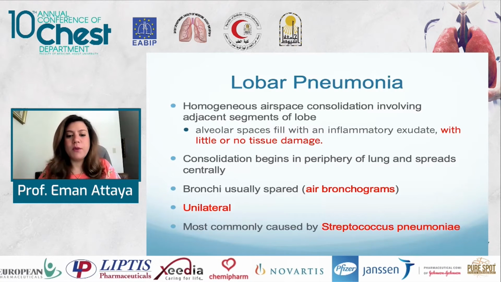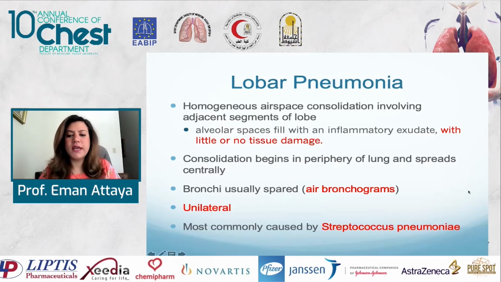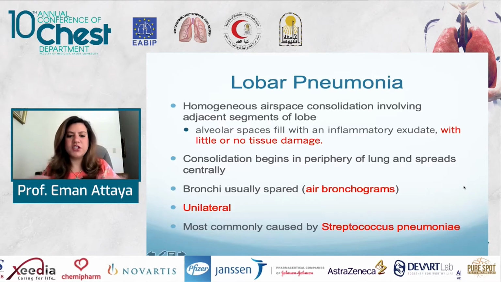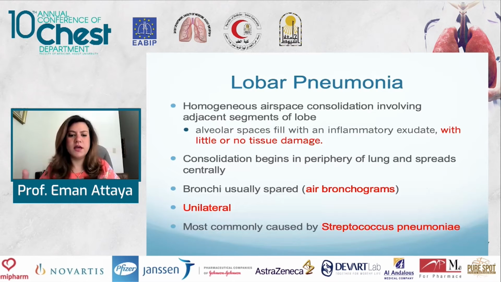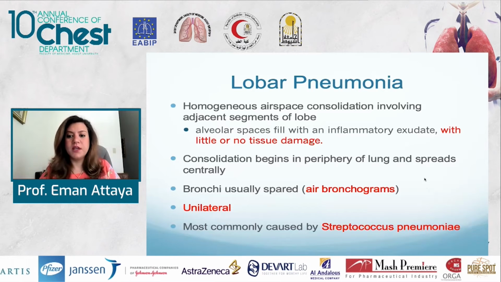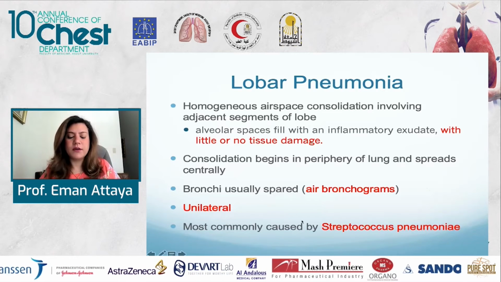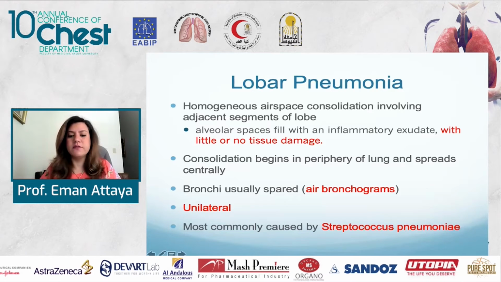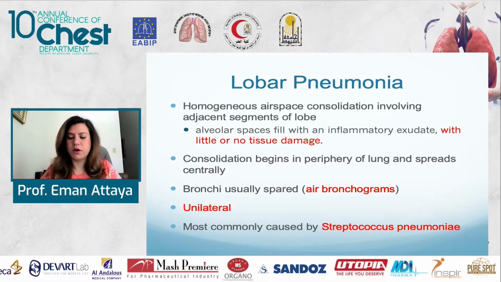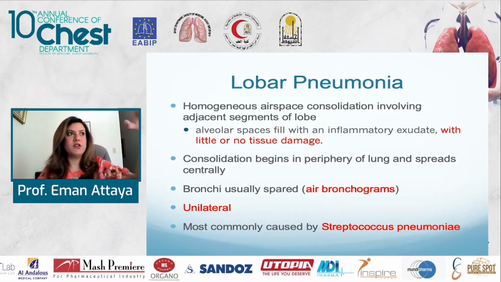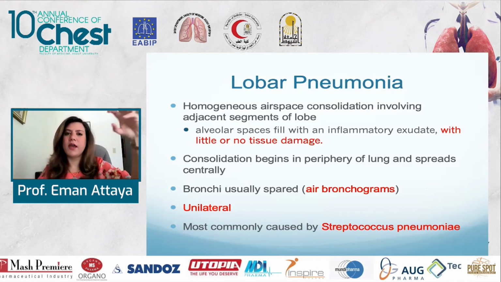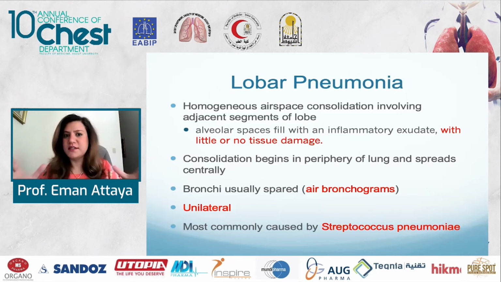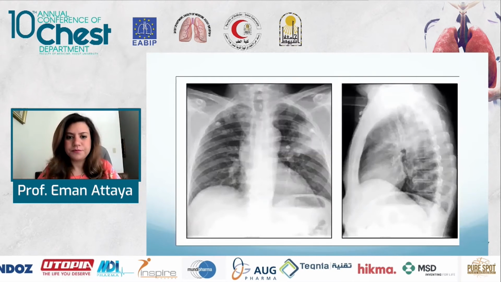And with this type of pneumonia, you usually get air bronchograms. The infection doesn't involve the bronchi, so the bronchi are spared, and you get air bronchograms. And keep in mind, this is usually unilateral, and the most common cause of a lobar pneumonia is Streptococcus pneumoniae. So if you get a chest x-ray and you see a lobar pneumonia, without getting a sputum culture, you could say this is probably Streptococcus pneumoniae.